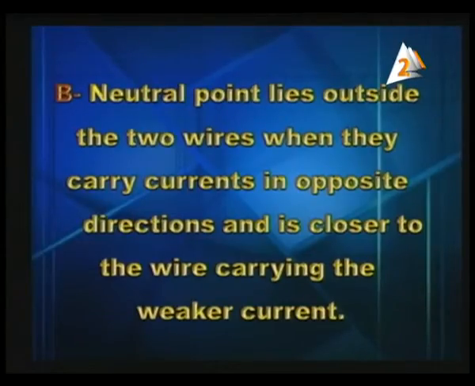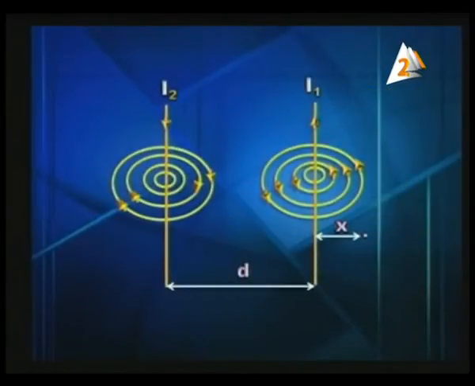And what about the formula used to determine the position in this particular case? Okay, in front of you we've got two wires carrying currents in opposite directions. The neutral point here is somewhere outside the two wires and closer to the wire carrying the weaker current. So I1 is smaller than I2, it is less than I2. So the neutral point is at a distance x from I1, and it will be at a distance d plus x from the other wire.